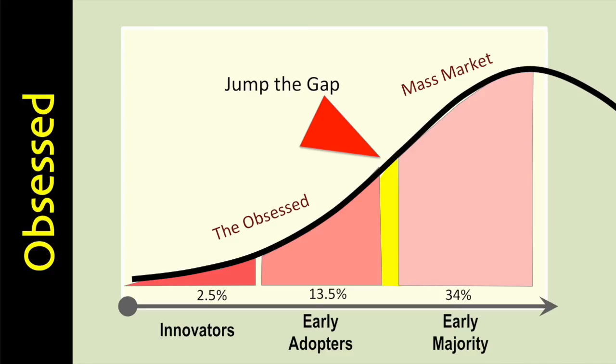Brand equity, advocates, influencers, persuasion, viral loops, and fanboys. Just a few of the requirements, along with a good product, required to jump the gap and gain mass market appeal.